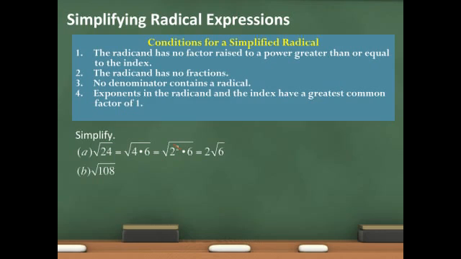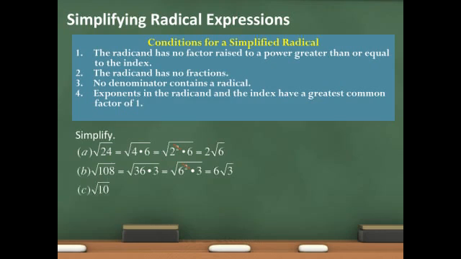In part B, we are given the square root of 108. Again, we use the product rule to rewrite this radical as the square root of 36 times 3. In this case, 36 is really 6 times 6, or 6 squared, meaning the power is again the same as the index. So we take the square root of 6 squared, which is 6. We cannot take the square root of 3, so it stays in the radical. Our final answer is 6 times the square root of 3.